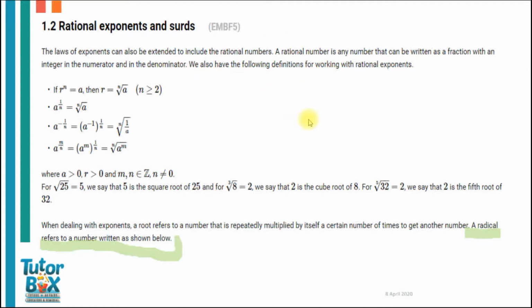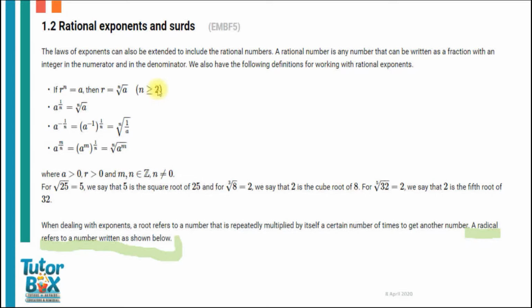We also have the following definitions for working with rational exponents. These are the 4. We need to know them. It says if r raised to the power of n is equal to a, then r will be equal to the nth root of a, for n greater than or equal to 2.